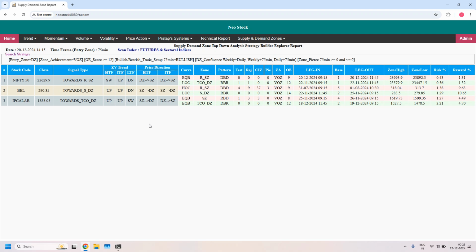In these 3 stocks, these 75 minute demand zones are part of the daily demand zone, both together again part of the weekly demand zone. And weekly trend is up for the second and third stock. If any of these 2 stocks have weekly EMA confluence, that could be an even higher probability trade setup supported stock.